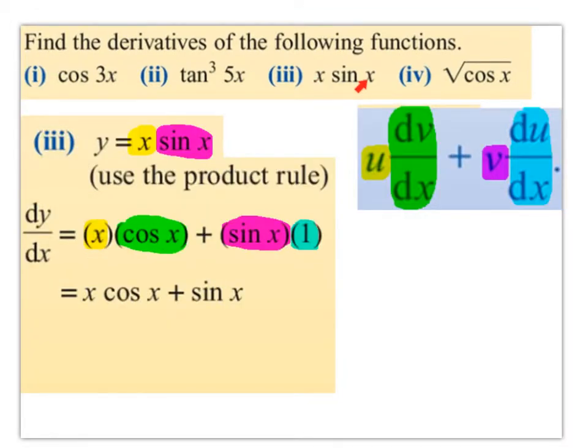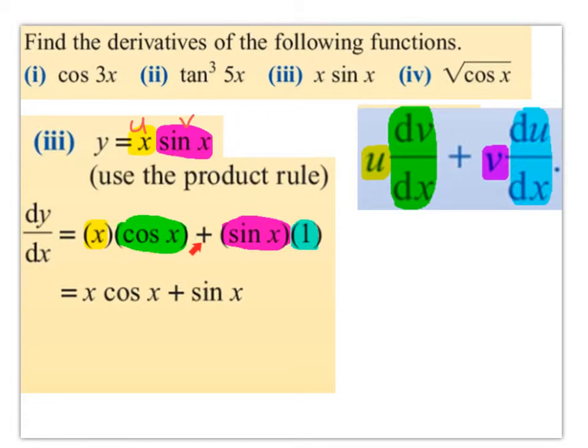x sine x. So if y is equal to x sine x, they're stuck together, so we're going to use the product rule. So the product rule is u dv dx plus v du dx. So u is x and v is sine x. So we write down u, which is x, with brackets. Then dv dx, the derivative of v, so the derivative of sine x is cos x with brackets.